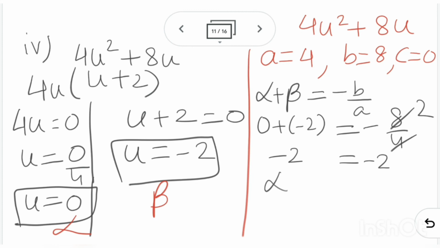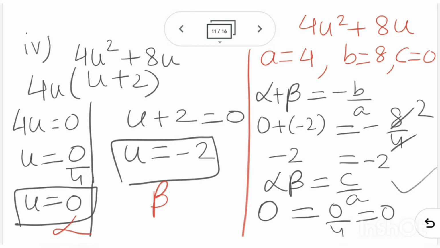Similarly, we can verify the product of zeros. Alpha into beta equals c upon a. So the product of zeros, when we multiply 0 with minus 2, we will get 0, equals c upon a. C is 0, so 0 upon a, which is 4, that is again 0. So this relation is also verified.